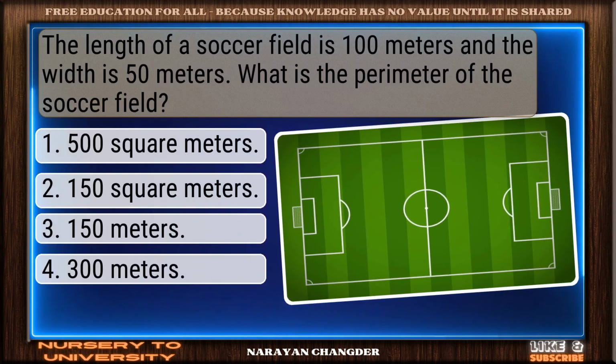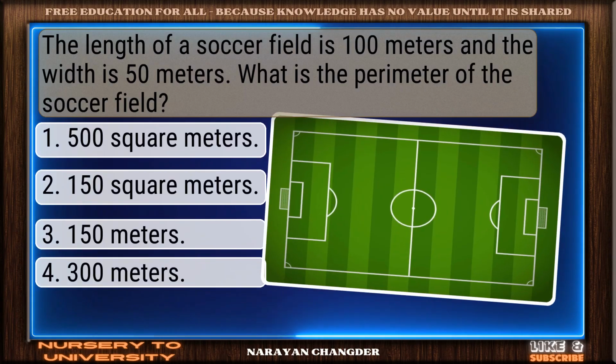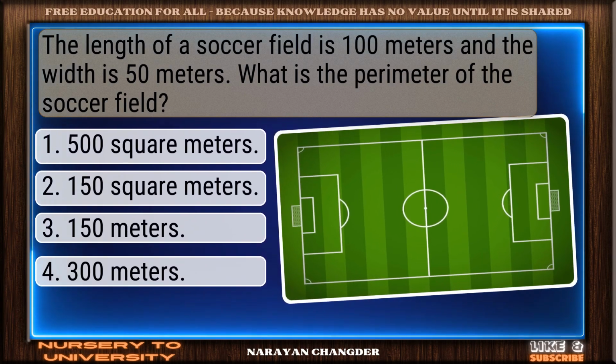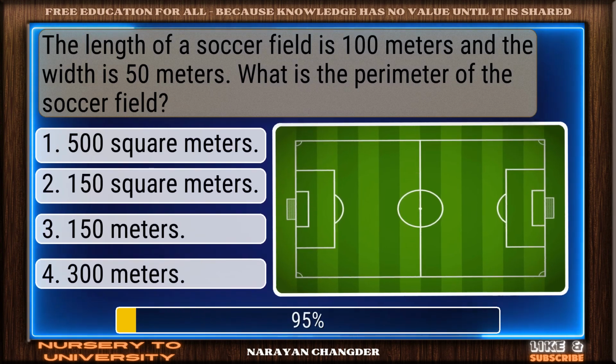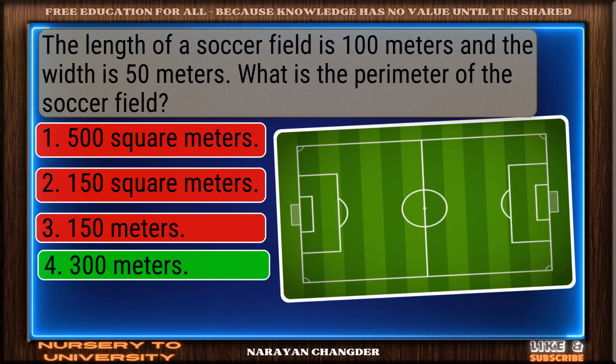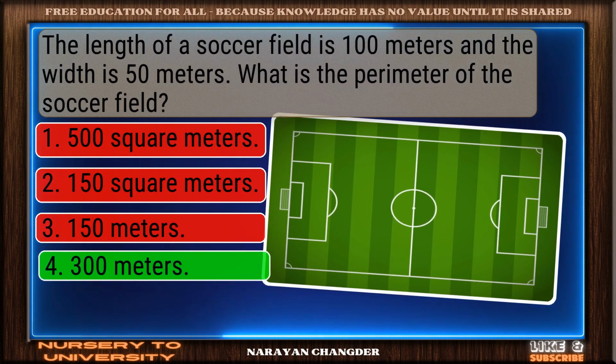The length of a soccer field is 100 meters and the width is 50 meters. What is the perimeter of the soccer field? Well reasoned. 300 meters is the correct choice.